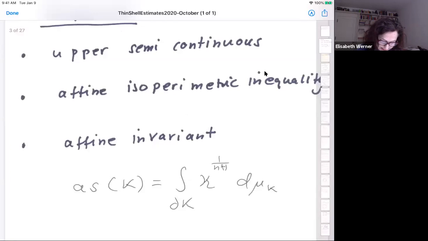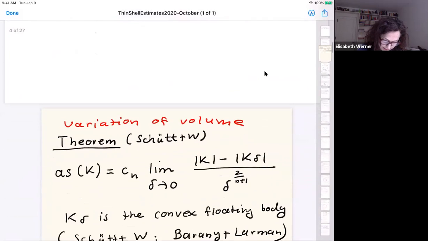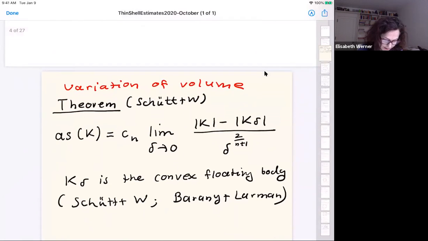And to explain that it is indeed an affine invariant, or how we can see better that it is, and also to explain a little bit the name, I give another formulation of this affine surface area, which is now completely geometric. The one that we had before was actually analytic, via this integral. But it was realized by Carsten Schütt and myself that this affine surface area is a variation of volume. That is, you can look at it as a derivative of volume.